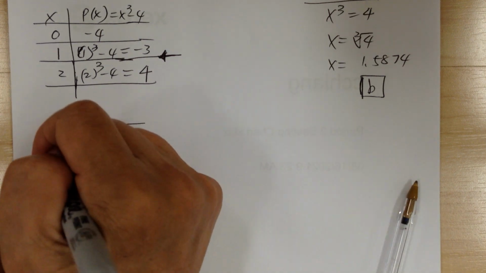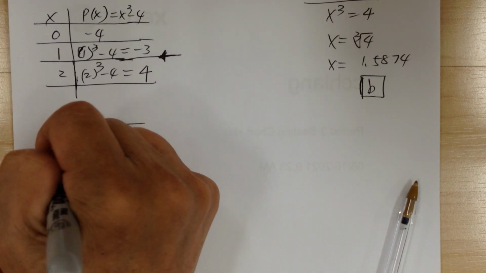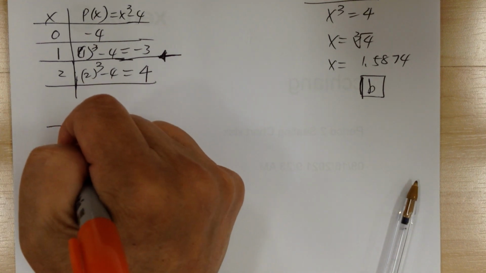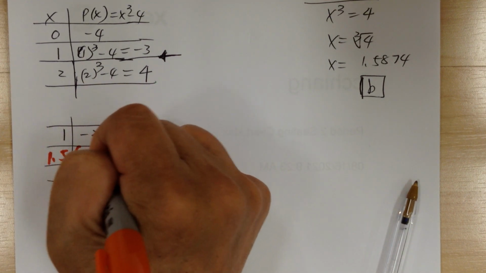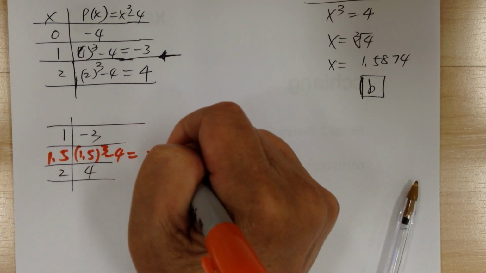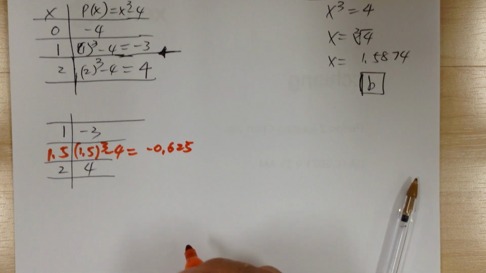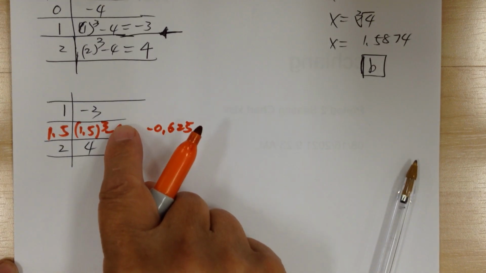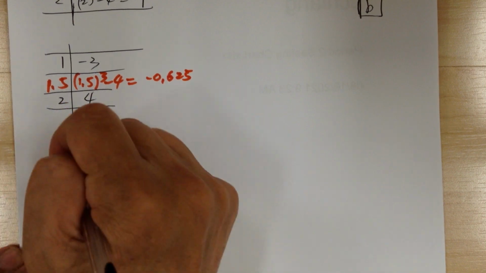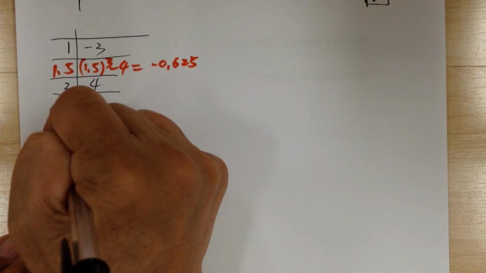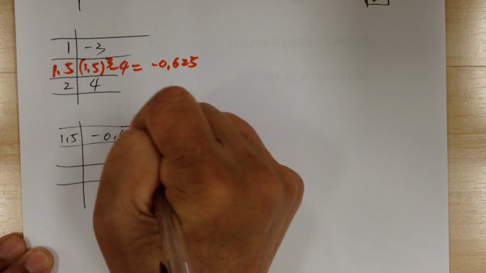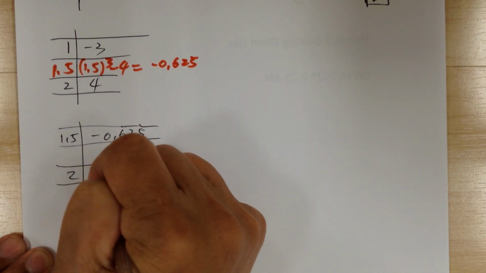So I'm going to try something between. I'm going to try 1.5, and you enter it in the calculator. So you have 1.5 to the 3 minus 4, and this will equal negative 0.625. Now we know the answer is going to be between these two numbers. So you can just refine the table, keep repeating the process. When you get 1.5, you get negative 0.625. When you get 2, you're going to get 4.